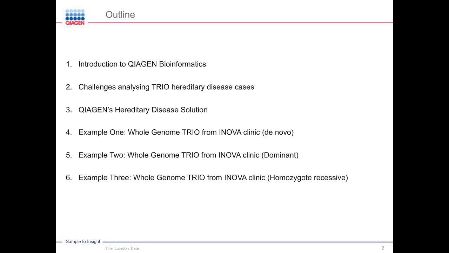The outline of my presentation is that I will give you a very short introduction to QIAGEN Bioinformatics. Afterwards, I will talk about the challenges when you analyze trios to identify the cause for hereditary diseases. Then I will proceed by talking about QIAGEN's solution for hereditary diseases. We call it QIAGEN's Hereditary Disease Solution. And in the end, I will spend most of my time showing you 3 examples. One is de novo mutation, the other one is dominant inherited, and the third one is homozygote recessive.